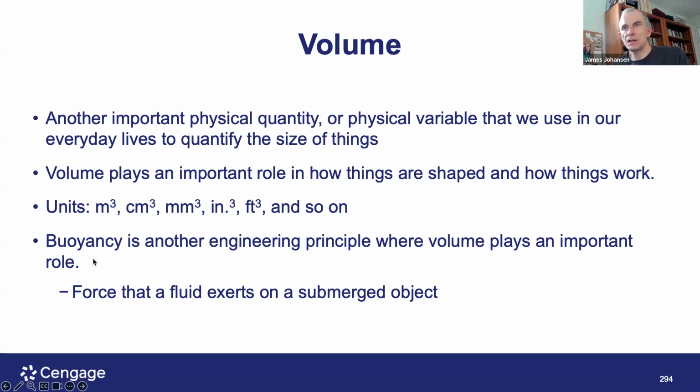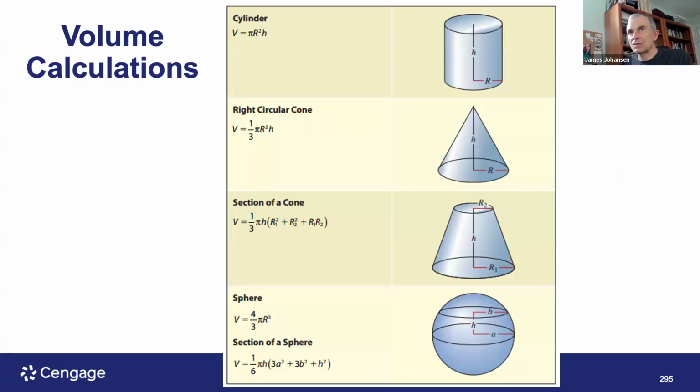And buoyancy is another engineering principle where volume plays an important role. It's the force that a fluid exerts on a submerged object. We'll see that in just one more slide, but here are some volume calculations that we have in our textbook. Now we're getting the volume. So you think now we're doing the volume of the soda can rather than the area on the outside. All right, circular cone, the section of a cone. So you snip the top off of that, or a sphere or sections of a sphere. These are just the equations that you can be using for that.